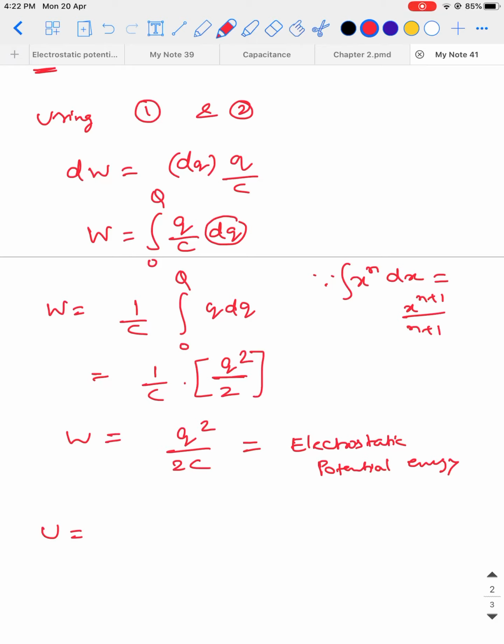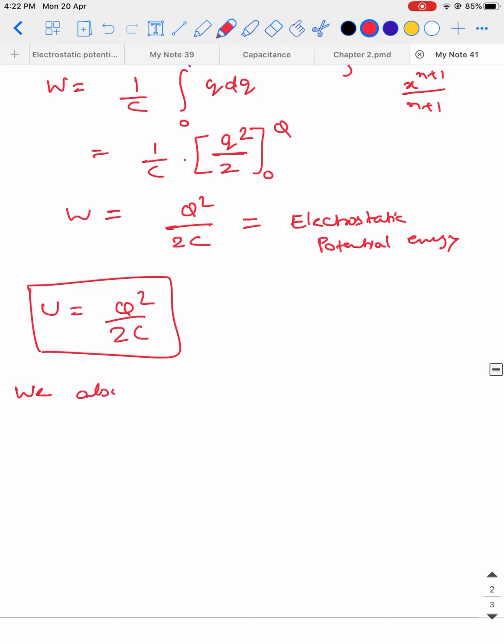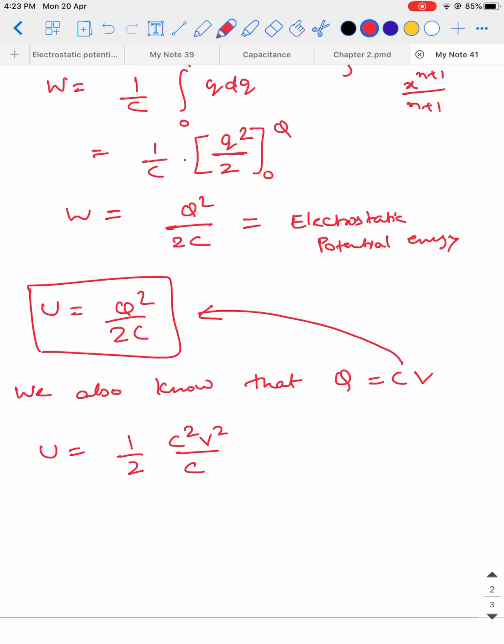So integrating from 0 to Q, you will get capital Q square divided by 2C. So Q square divided by 2C is the energy stored in the capacitor. Now we also know that Q is equal to C into V. Substituting Q is equal to CV here, you will get U is equal to 1 by 2 into C square V square divided by C. This and this will get cancelled. We will get half CV square.